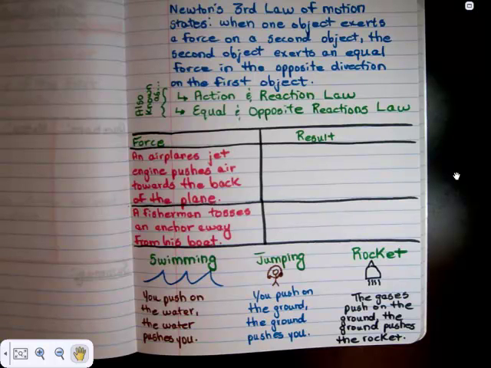And just like in the example that we just saw, rockets are great examples of Newton's third law of motion. This is one of the most popular examples of Newton's third law of motion. When the gases come out of the rocket, it pushes on the ground, and the ground pushes the rocket up into the sky.